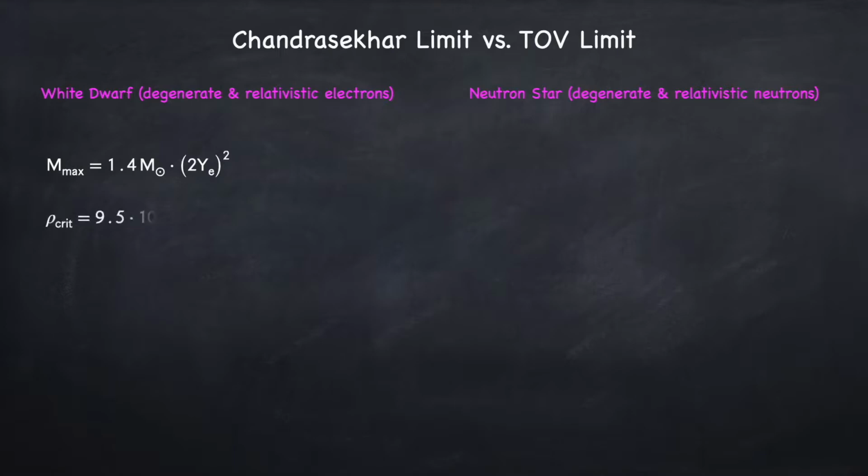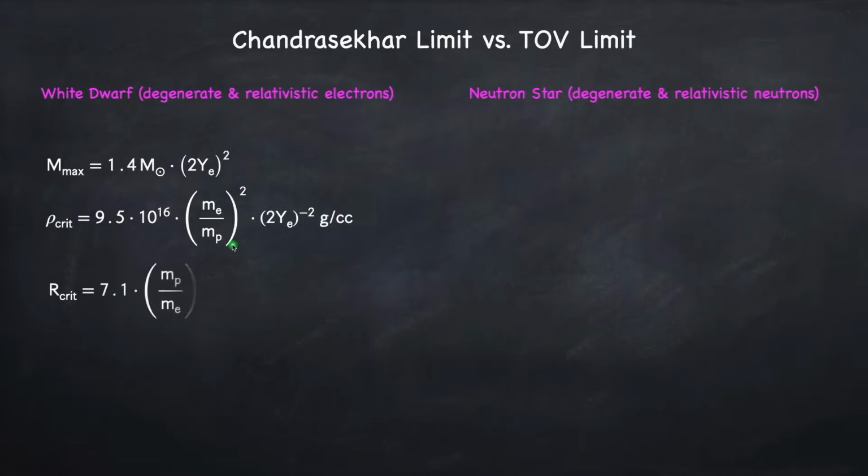We also found the central density at the point of instability. And I've written the critical density in this somewhat strange way to explicitly show where any dependence on electrons shows up in this result, because ultimately we want to replace the electrons with neutrons. Then we found the critical radius for a white dwarf. So now for a neutron star, the calculation is exactly the same, but we replace electrons with neutrons. So we substitute the neutron mass for an electron mass, and the mass of a neutron is basically the mass of a proton. So this ratio me over mp becomes 1, and we set Ye to 1.